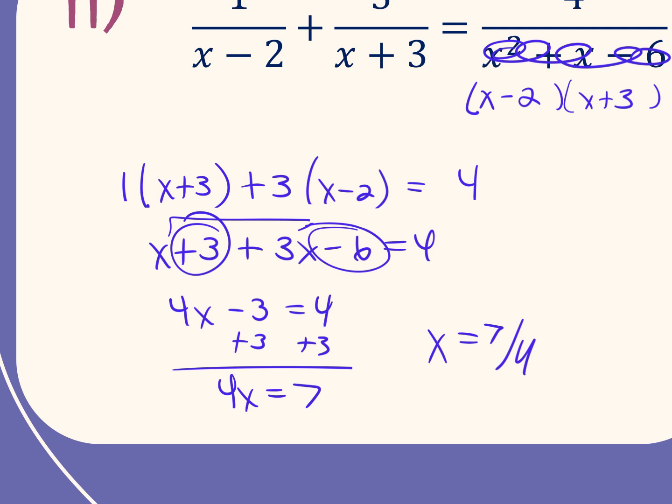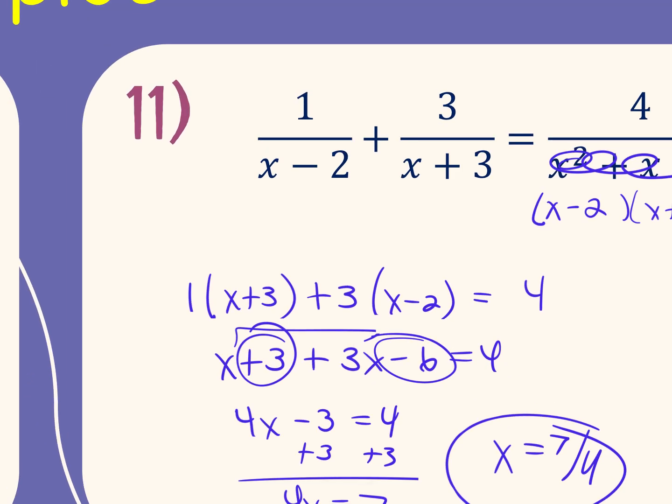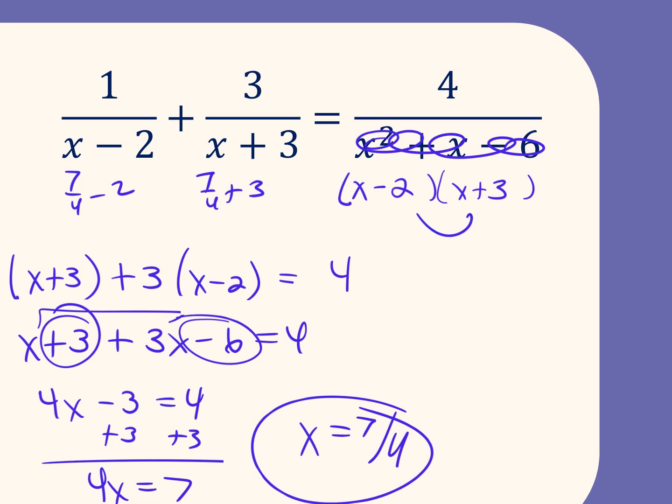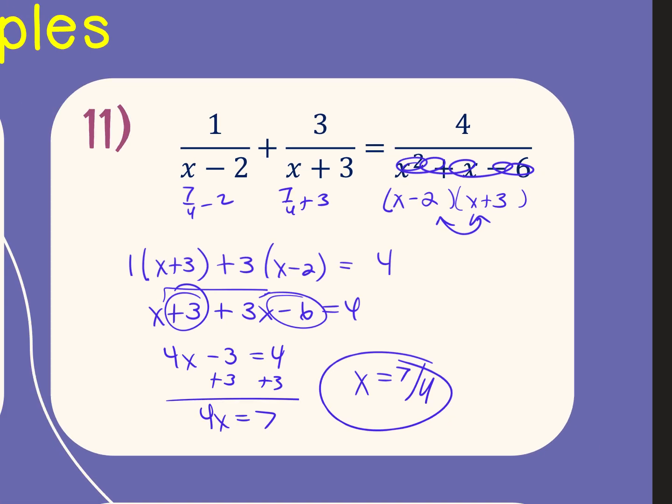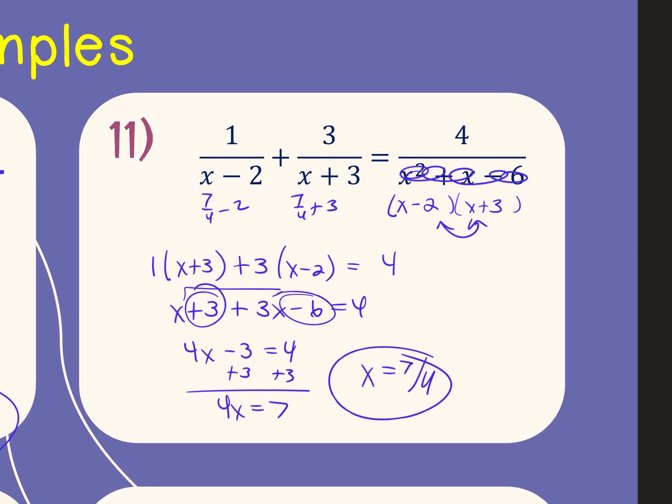What should we check? What's our main goal right here? Yes, you should check. Plug it back in, make sure it makes the equation true. But what are we really looking for? To see if the denominator becomes what? 0. So if I take 7/4, and I say 7/4 minus 2, is that going to give me 0? No. If I say 7/4 plus 3, is that going to give me 0? No. So then I know if I multiply those two together, I'm not going to get 0. So 7/4 is a solution. Make sense? All right, last one.